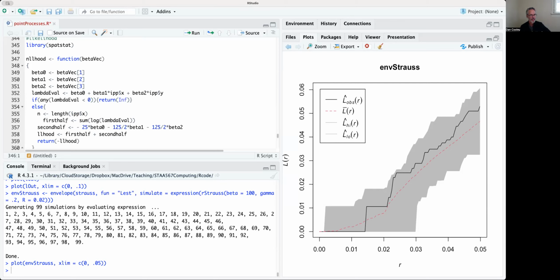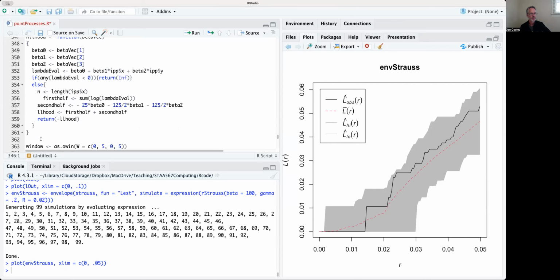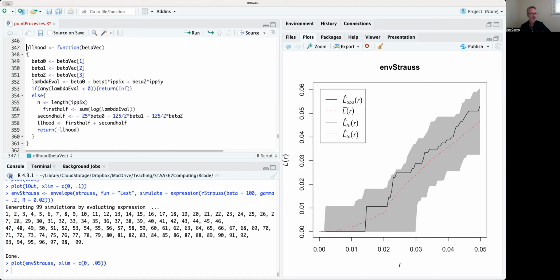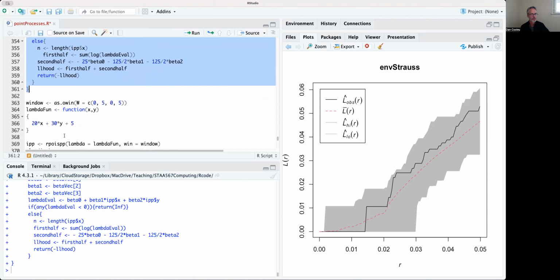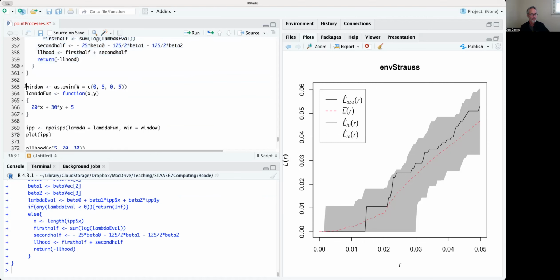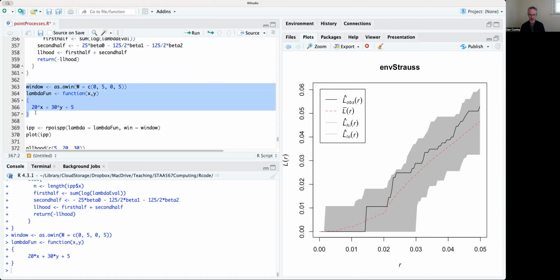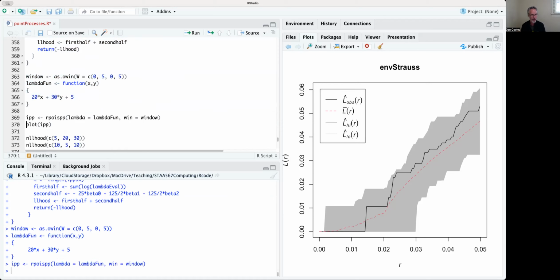And then let's see, so the first half is going to be the sum of the log of these lambda evaluations. The second half is going to be just that integral piece. So if you look at the notes, this directly corresponds with that integral. Sum up the two halves and return the negative log likelihood so that we are minimizing. So I enter that into memory. I'm going to generate my inhomogeneous Poisson process with that same trend that we were looking at before.